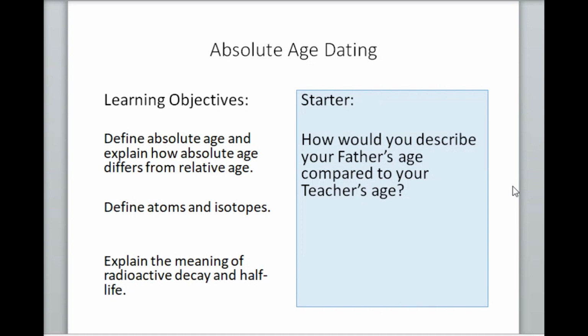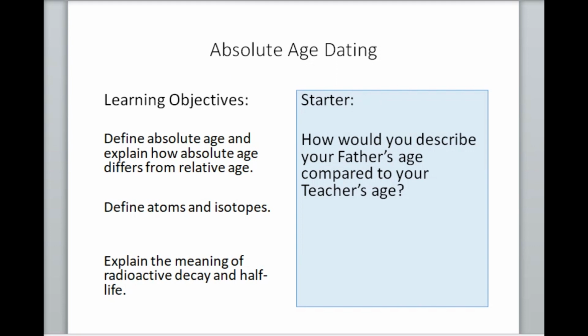This would describe a relative age. What an absolute age is saying is your father is 50 years old and your teacher is 40 years old. That would be an absolute age. And what we're trying to do in today's lesson is figure out how old rocks are as a numerical value.